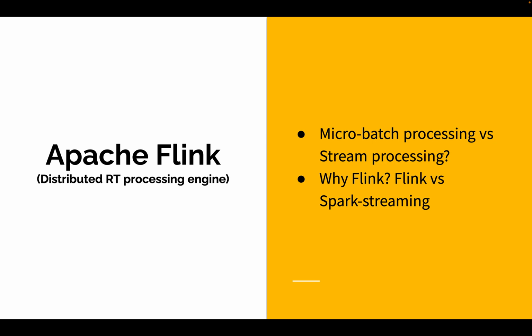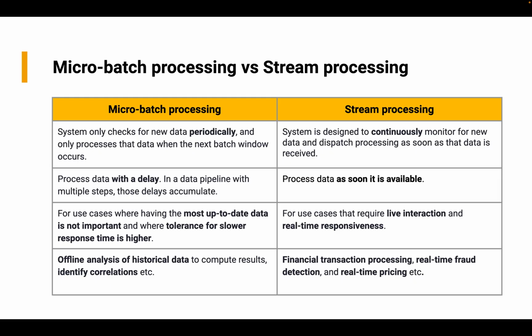Apache Flink is a distributed real-time processing engine where we are going to talk about the fundamental difference between microbatch processing and stream processing. And eventually we shall talk about why Flink and why not Spark streaming. In microbatch processing, the system only checks periodically when the data is coming and when the next batch window occurs. And based on that, it processes the whole window. But in stream processing, the system continuously monitors for new events. And as soon as one comes, it just processes it.